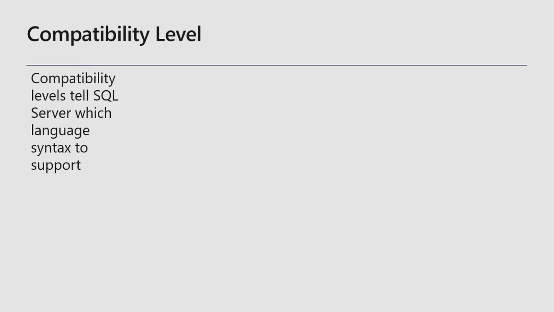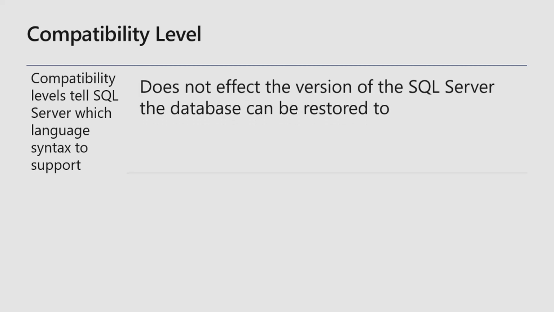So let's talk about compatibility level. Compatibility level is going to be what tells SQL Server what version of the language to support inside that version of SQL Server. It does not affect the version of SQL Server that you can actually restore your databases to. So if I've got a SQL 2017 server and I've got it set in SQL Server 2012 compatibility mode, I cannot restore it to SQL Server 2012. I can only restore it to another SQL Server 2017 server.